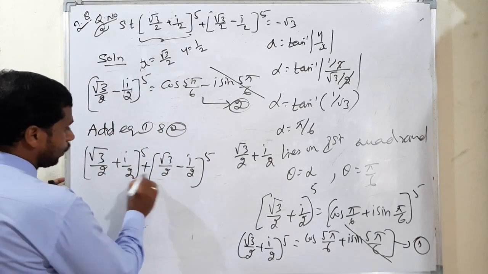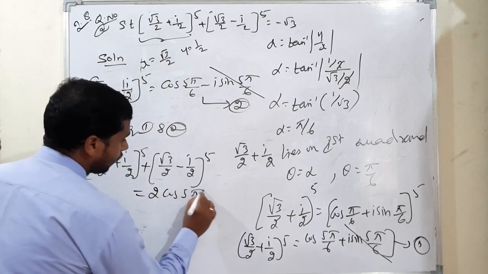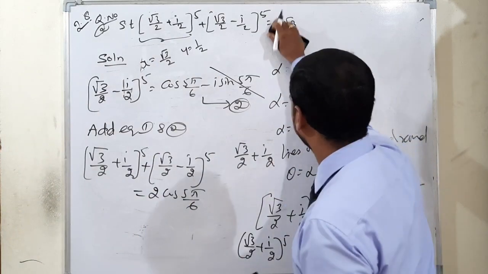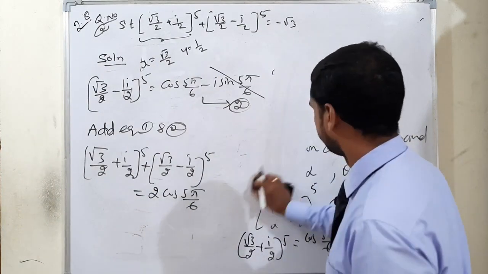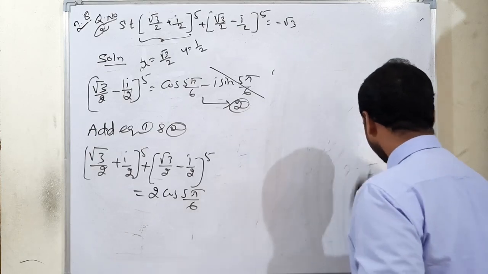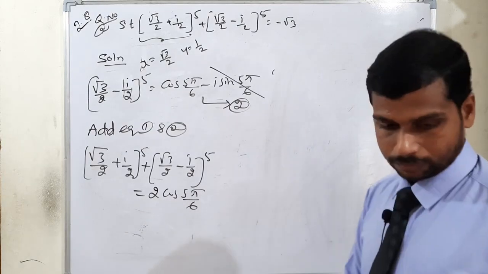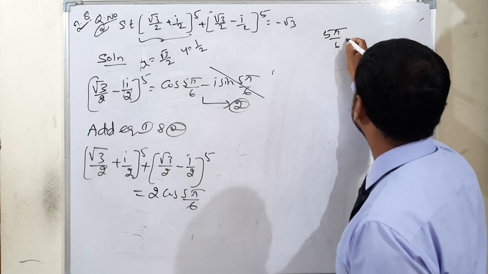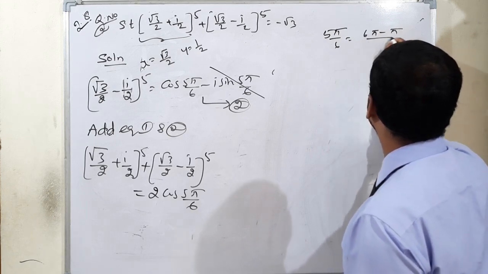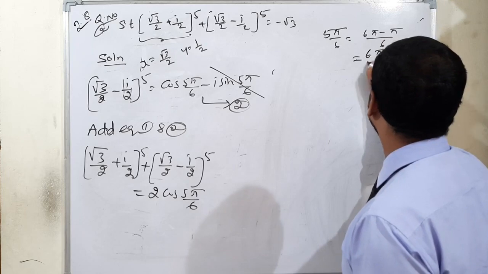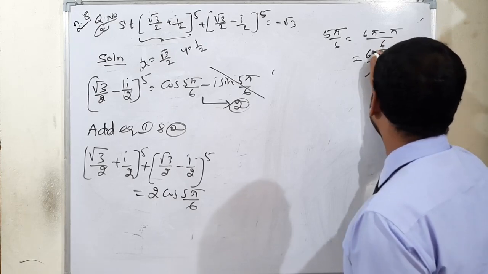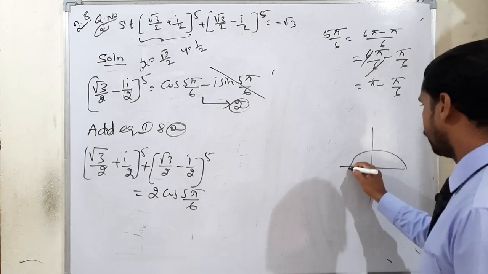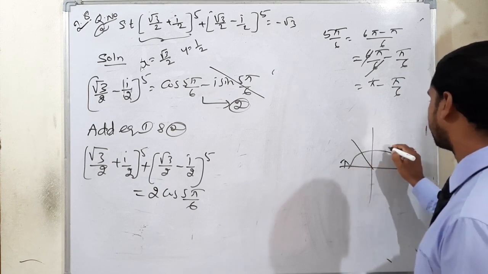The whole term, these two terms, will be equal to 2 cos 5 pi by 6, isn't it? Now, 2 cos 5 pi by 6. We can write 5 pi by 6 as 6 pi by 6 minus pi by 6, the 6 cancels, so pi minus pi by 6. So 5 pi by 6 lies between 0 and pi. Pi minus means it definitely lies in the second quadrant.